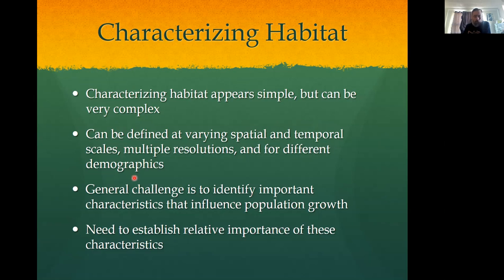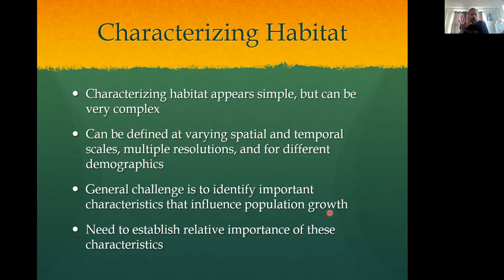Demographics, again, another big one. Depending on the animal, right? Young of year individuals, juvenile individuals might have profoundly different needs than the adults do, right? And so which of the things are we going to characterize? How do we decide if we're going to say, okay, this is a great habitat because it's good for the children, even if it's not great for the adults, right? Or vice versa.